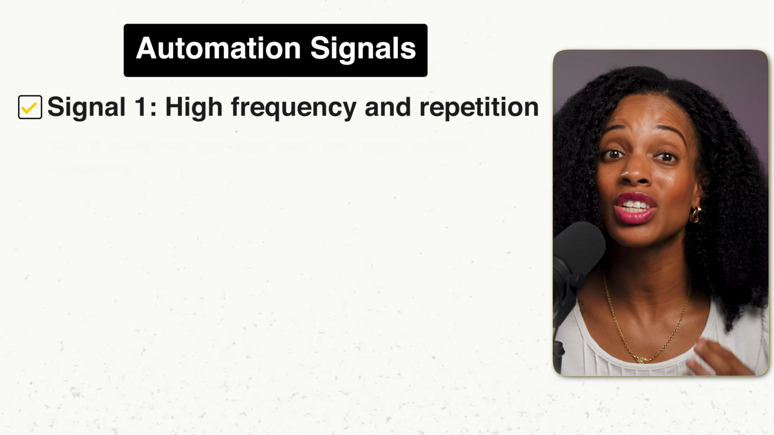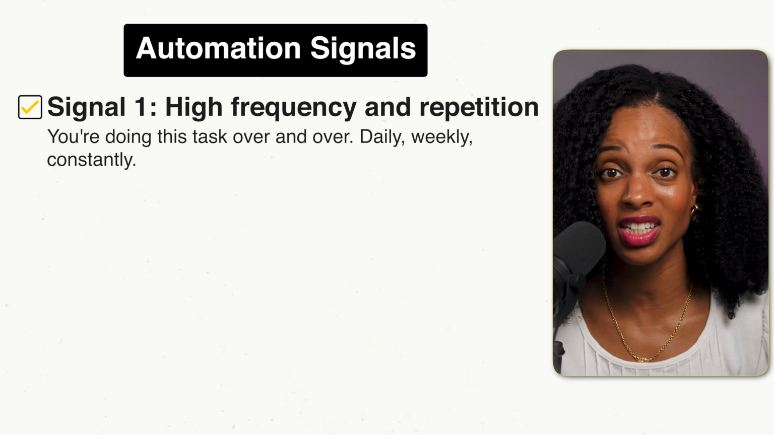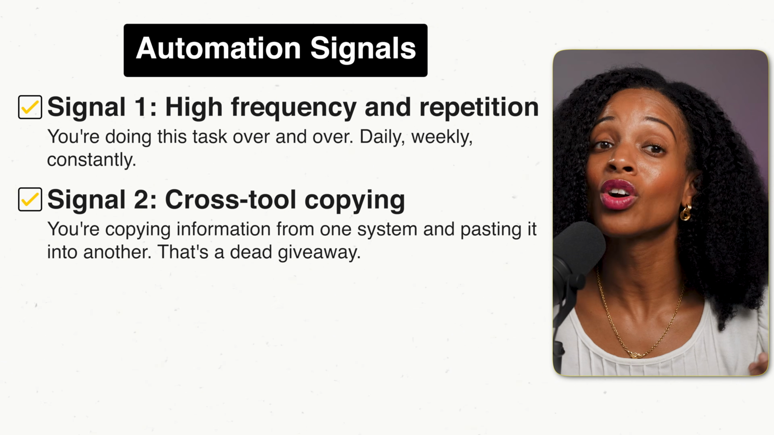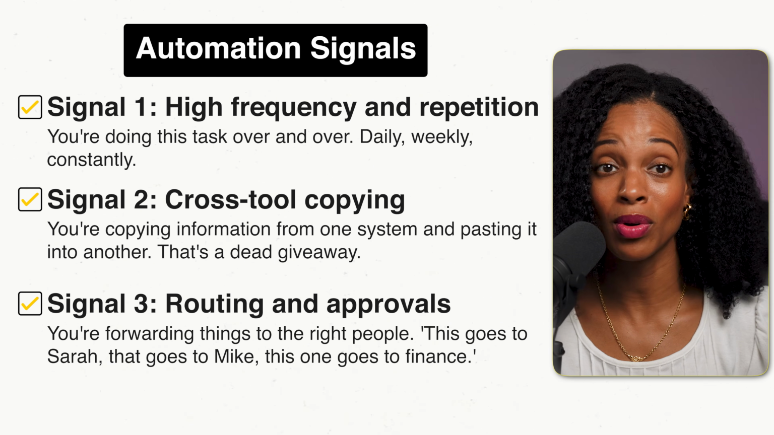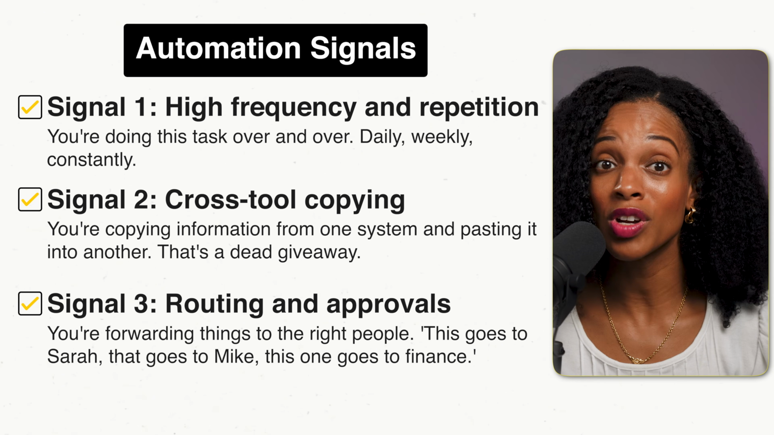Now, how do you know if something's worth automating at all? Look for these automation signals. Your task is really repetitive, so you're doing the same task over and over, daily, weekly, constantly. You're copying information from one system and pasting it into another. You're constantly forwarding things to the right people. This goes to Sarah, that goes to Mike, this one goes to finance. So basically triaging things.